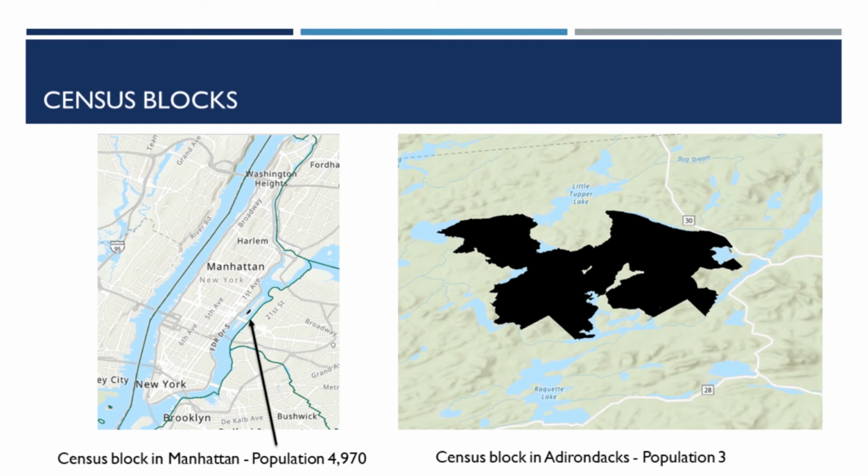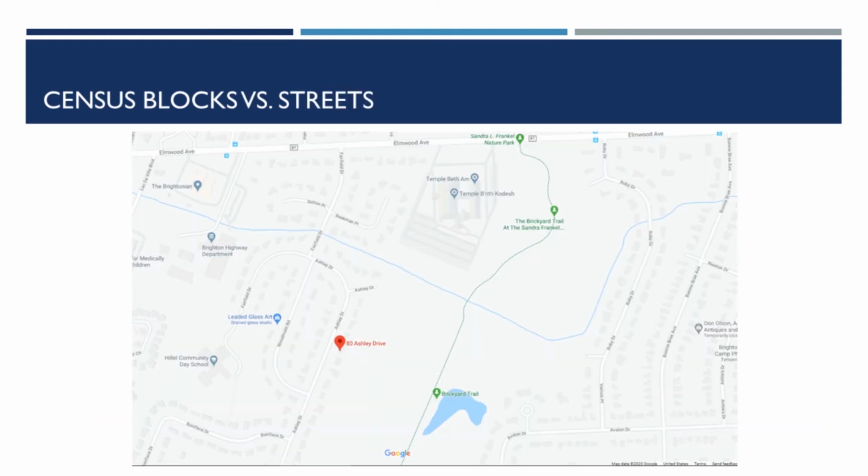They have no relation to population or area or geography. So that tiny census block in Manhattan has almost 5,000 people. These maps are drawn to scale. The map on the right, which probably is about the area of all of Manhattan in the Adirondacks, that's one census block, which has 3 people in it.